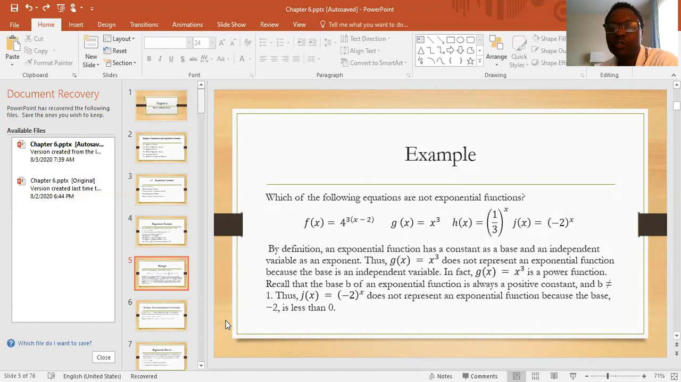So actually, the only function here which is not an exponential function is g of x equals x cubed. Another function which is not an exponential function is j of x equals minus 2 raised to power x. So there are two functions here that are not exponential functions. The first one is the polynomial g of x equals x cubed, and the second one is j of x equals minus 2 raised to power x. It's not an exponential function because b, which is minus 2, is negative.